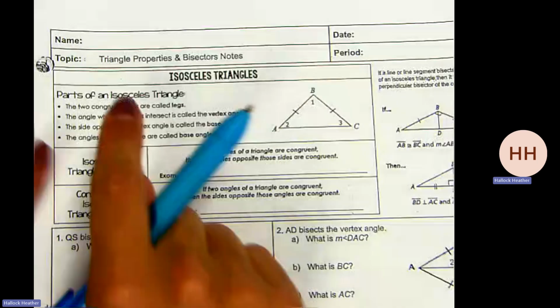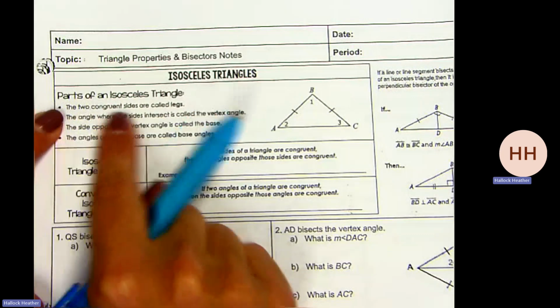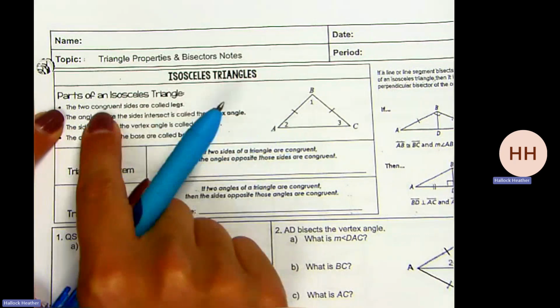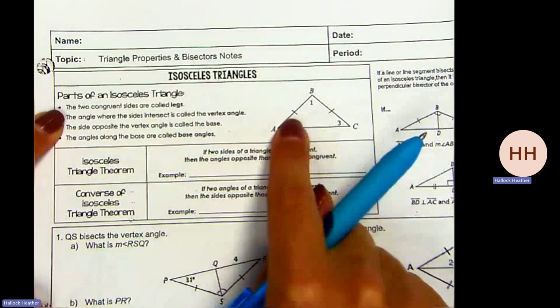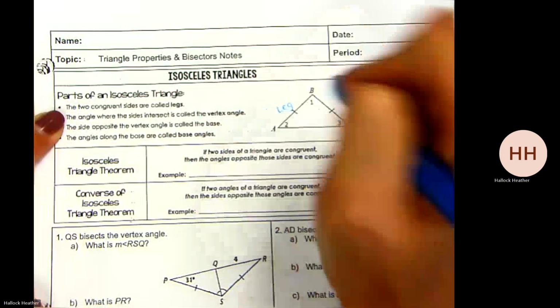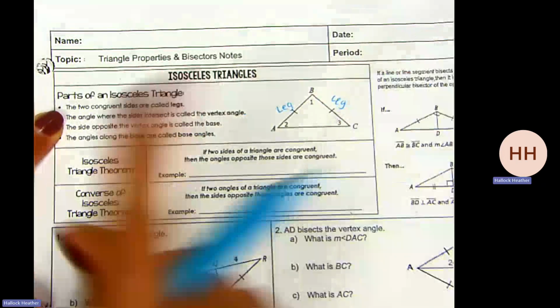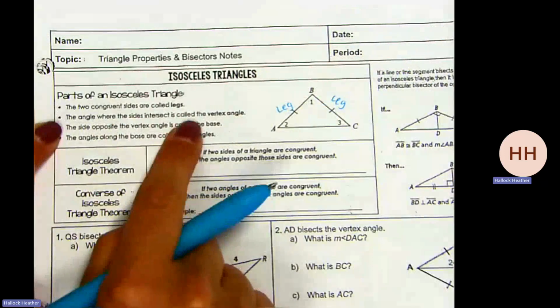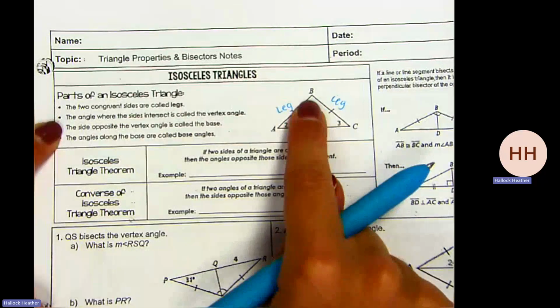Triangle, you have different parts of an isosceles triangle. The two connecting sides, or the two congruent sides, sorry, are the legs. So this part is a leg. This part is also a leg. The angle where the sides connect is called the vertex angle. We're not going to put that because it's not super important, but that's technically the vertex angle.